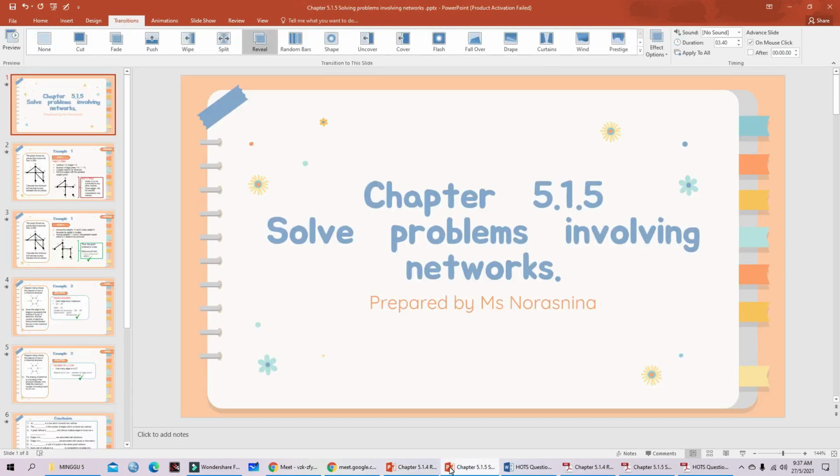Next we enter chapter 5.1.5, which is solving problems involving networks. What I mean by solving problems is problems involving HOTS questions, high order thinking skill questions. First, there are two examples that I will show you. The first one is the medium one, and the second one is the hard one. All of this involves our daily life, but the level is different.